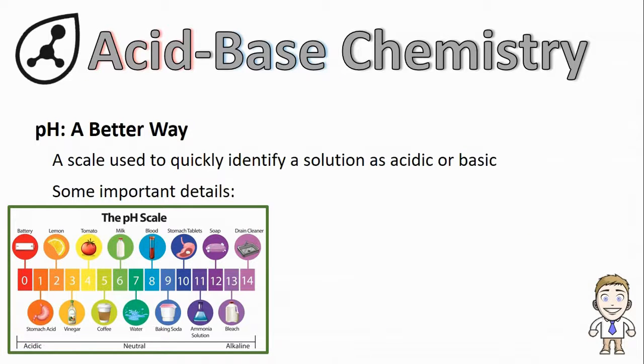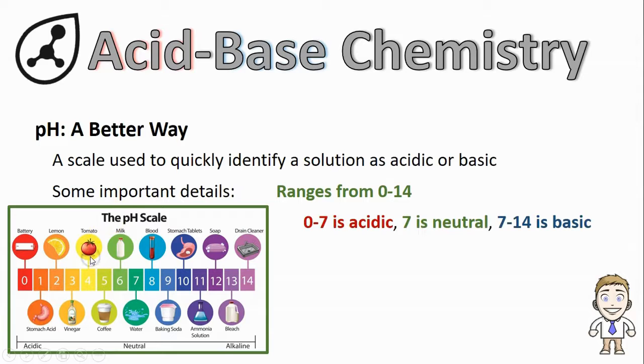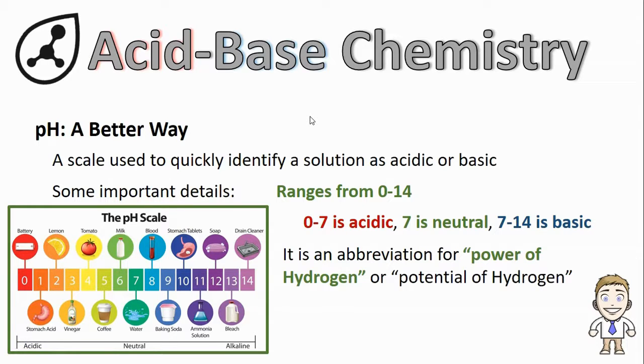Here are some important details about the pH scale. First of all, it goes from 0 to 14, with low numbers 0 to 7 indicating you've got an acidic solution, and high numbers 7 to 14 indicating a basic solution. The symbol for pH is actually an abbreviation that stands for power of hydrogen. We'll understand that more when we look at the calculation behind pH.